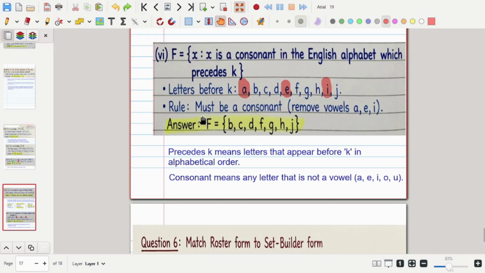The rules state that X must be a consonant. X is a consonant. Therefore, we will remove the vowels. Vowels are A, E, I. So remove them. Therefore, the set F is a set of B, C, D, F, G, H, J.